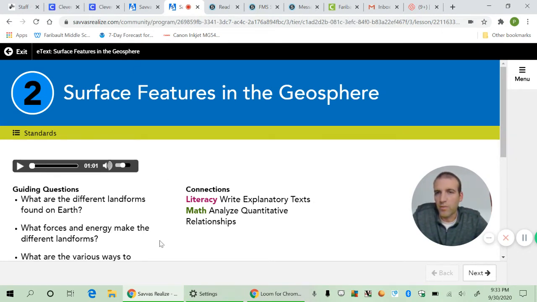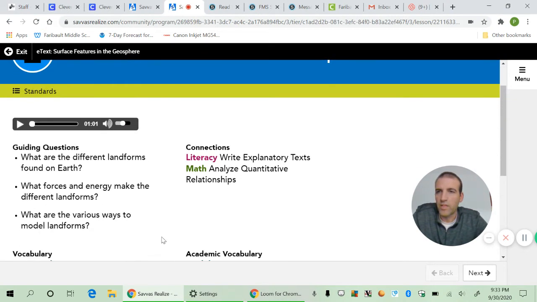Guiding questions that we're going to be trying to answer as we go through this reading. There are three of them. What are the different landforms that are found on Earth? What forces and energy make up the different landforms, or create those landforms? And then the third one: what are the various ways to model landforms? So we're talking about maps and things like that.